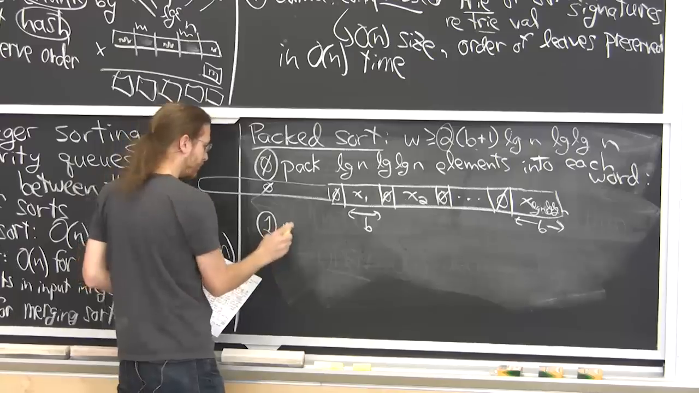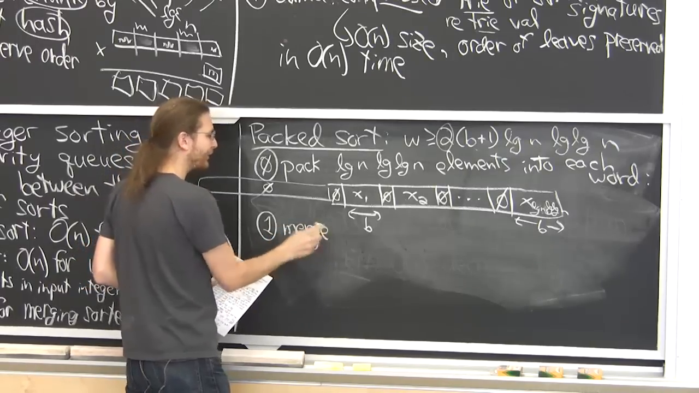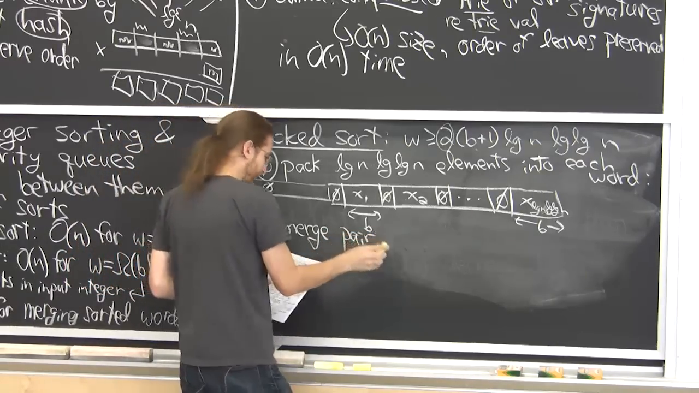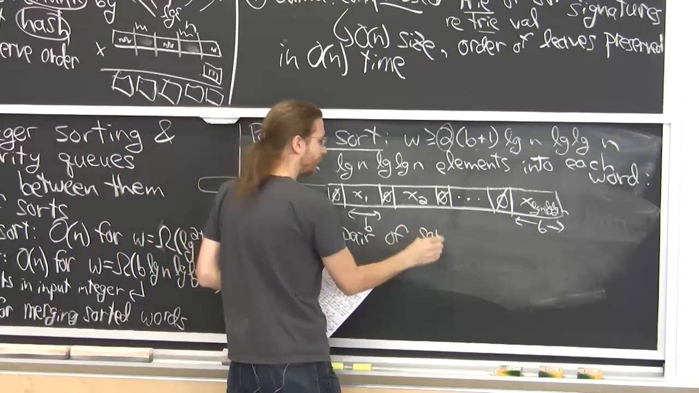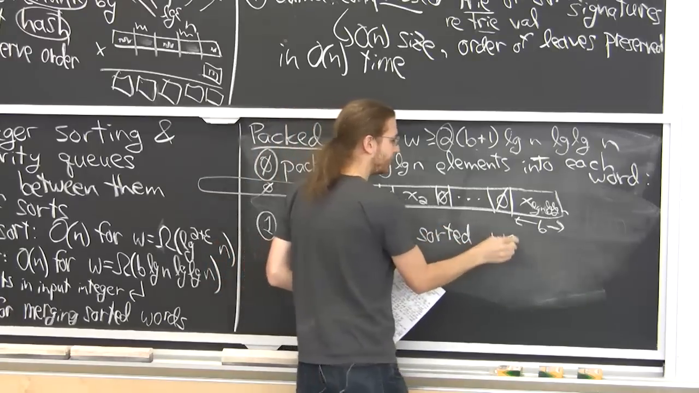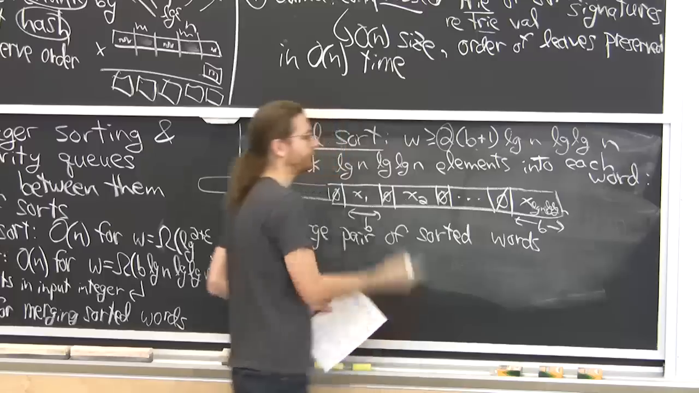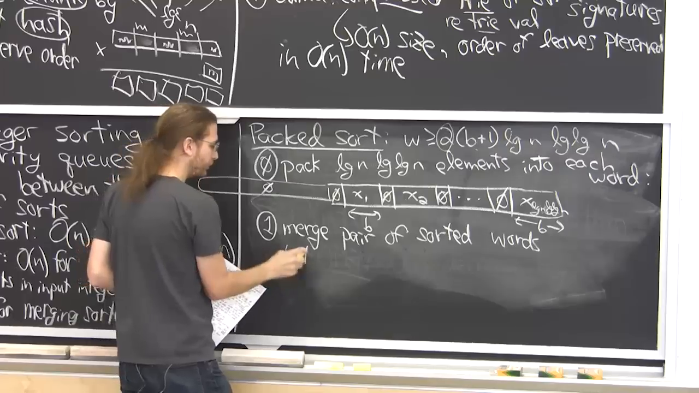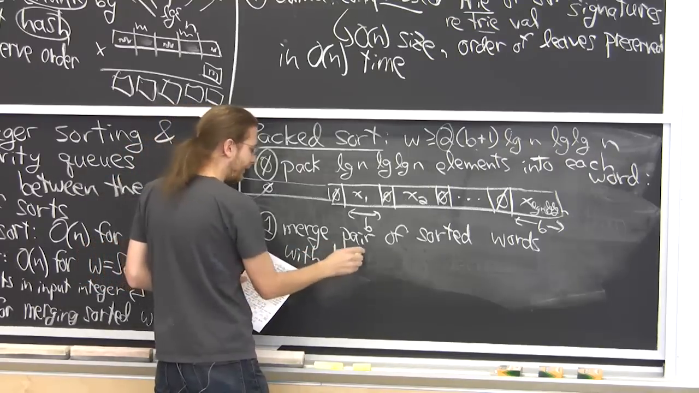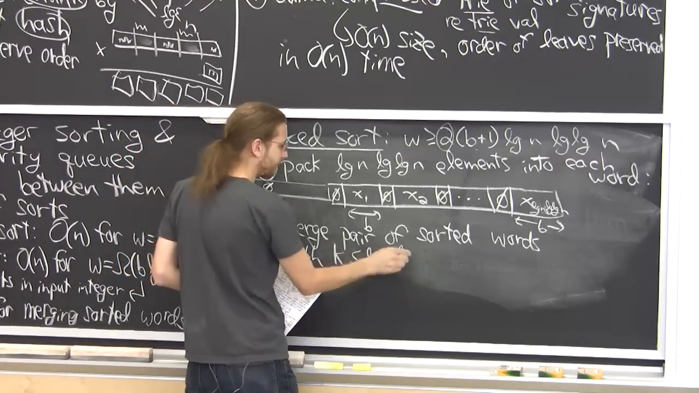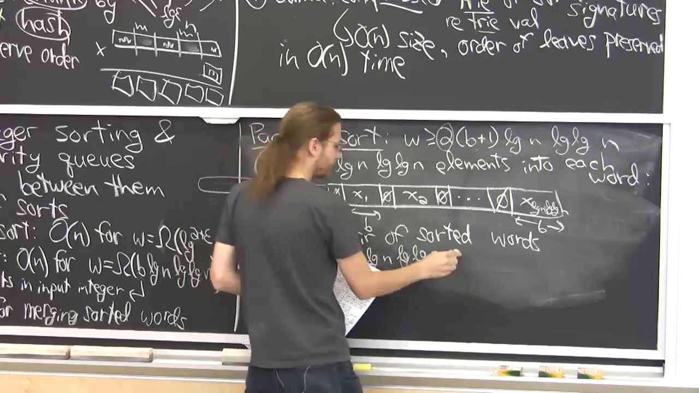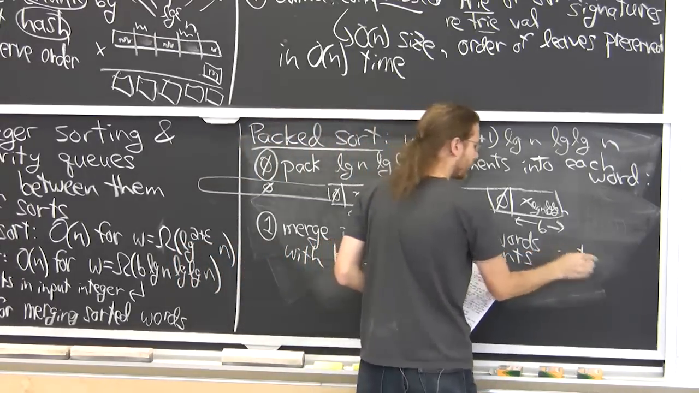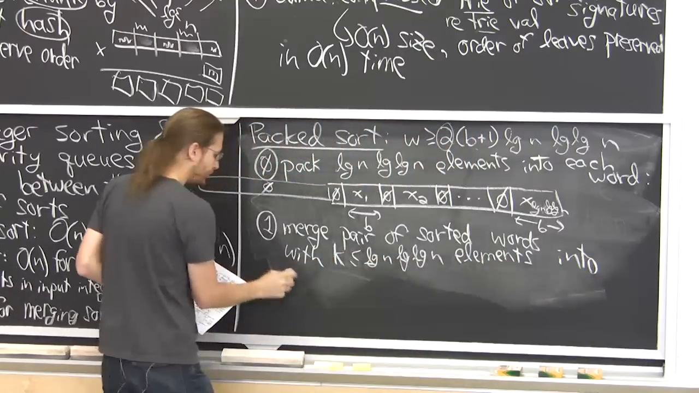Next step. This is an algorithm. It's not really a step, I should say. These are things that we're able to do, and we're going to combine them in different ways. So the next thing to observe, this is a sort of bottom-up perspective. So first thing we can do is pack things into a word. Next thing we can do is merge two sorted words. Let's say they each have k items, and k is at most log n log log n. And I want to merge them into one sorted word.